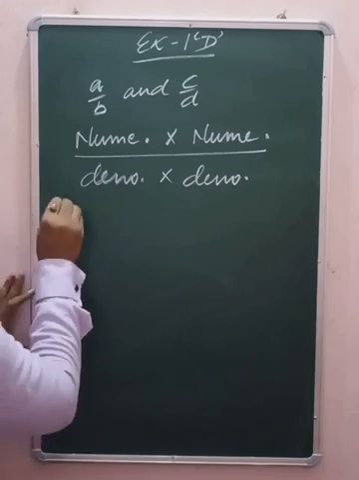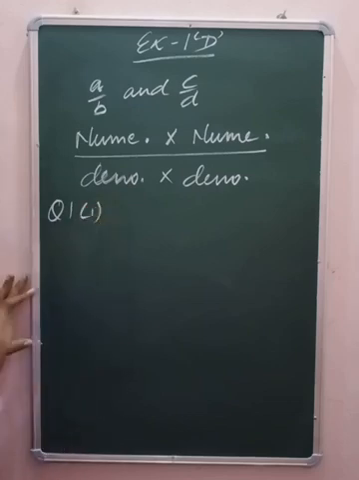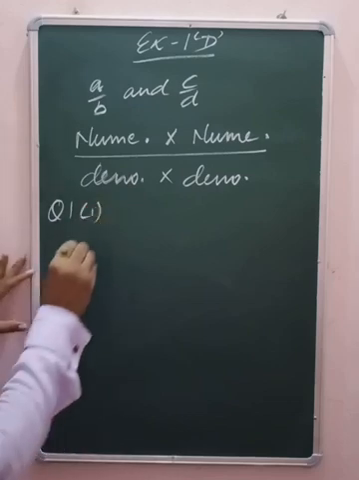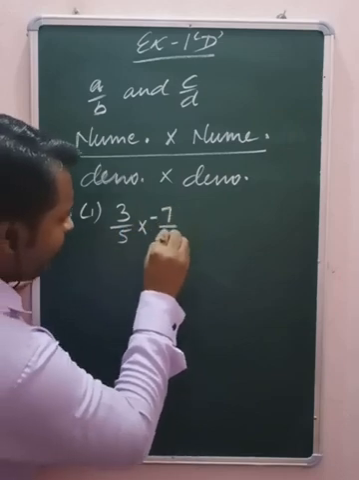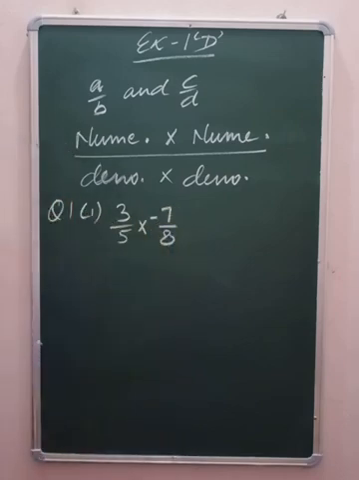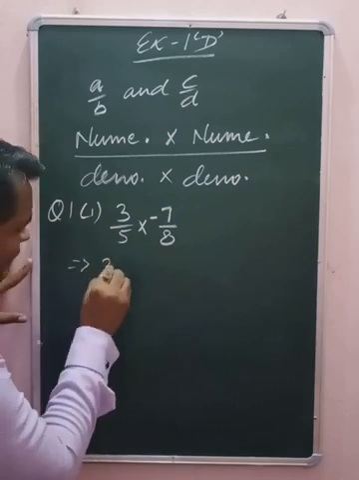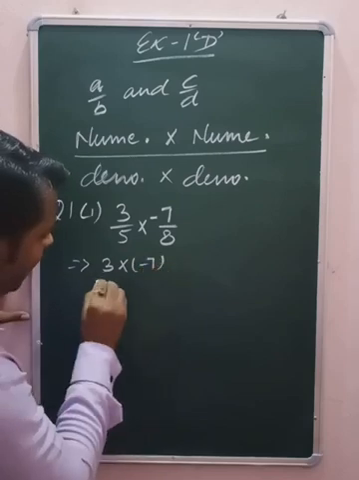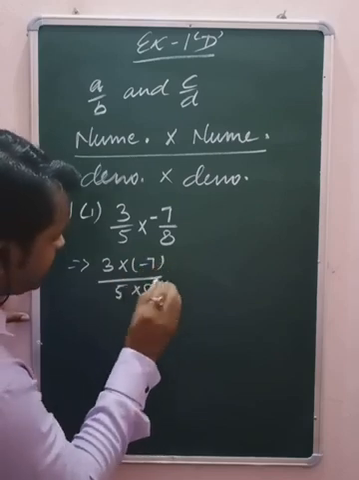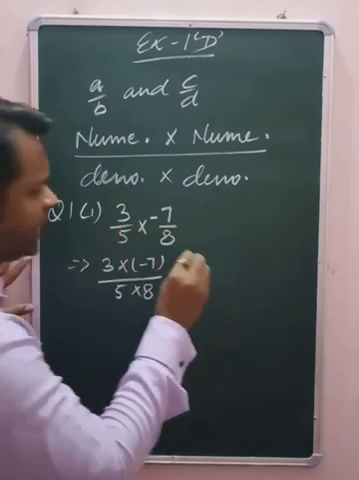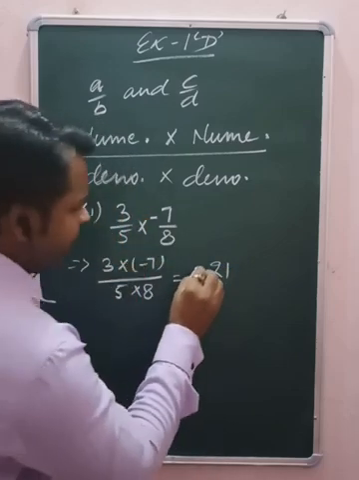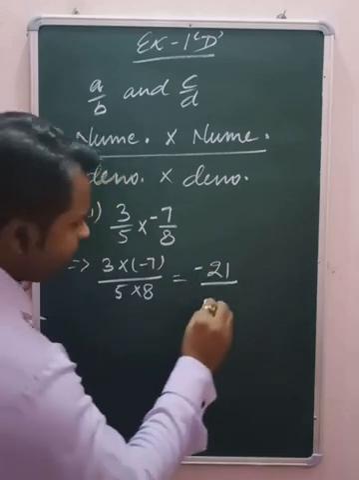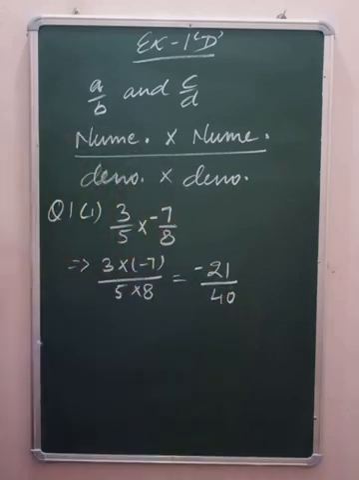Now coming to the very first question, first part, you have been given 3 by 5 into minus 7 by 8. So this one is the question. Now as per the basic rule, we will multiply 3 into minus 7 and 5 into 8. On doing the calculation, 7 threes are 21. Because plus into minus is minus, we will indicate it here as negative, and 8 fives are 40. So this one is our desired answer.